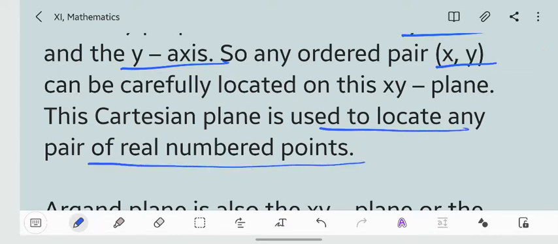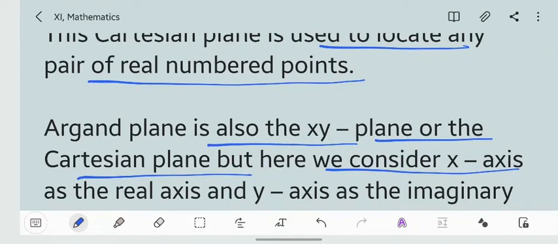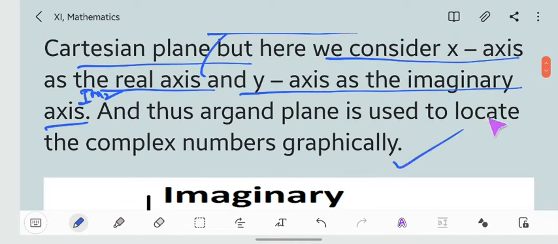What about complex numbers? The Argand plane is also the XY plane or the Cartesian plane, but here we consider the x-axis as the real axis, that means Re z, and the y-axis as the imaginary axis, which is Im z. Thus the Argand plane is used to locate complex numbers graphically.